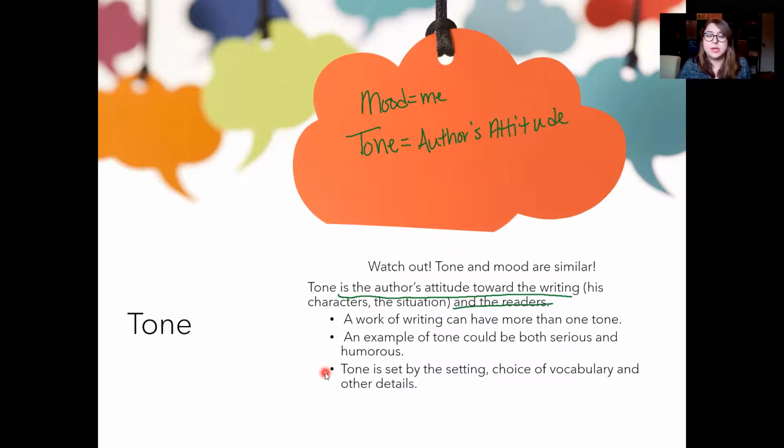Tone is set for us by the setting, our choice of vocabulary, and all the other details. What I mean when I say this is that tone is what we get when we look at everything put together: author's purpose, point of view, the connotation of our vocabulary words, the information that is being told to us. When we put everything together, we're able to figure out tone. We are able to figure out what the author's attitude is towards something.